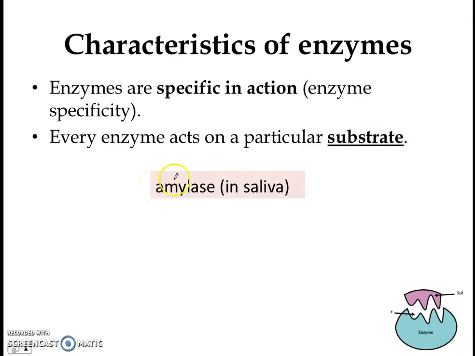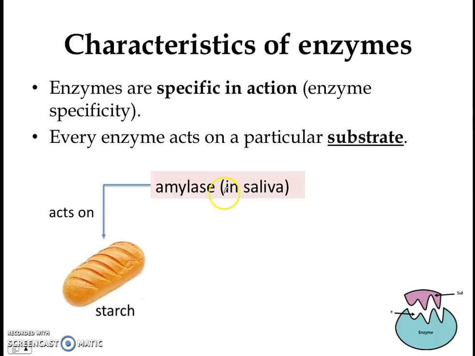So for example, you have learned about amylase in Sec 2. Amylase is found in our saliva, it's an enzyme. Do you remember what is the substrate that it acts on? Right, it acts on starch, which can be found in foods like bread. It acts on starch and it breaks starch down into maltose, if you still remember.